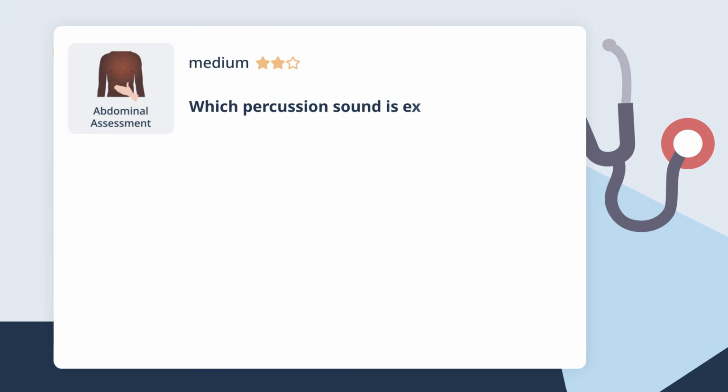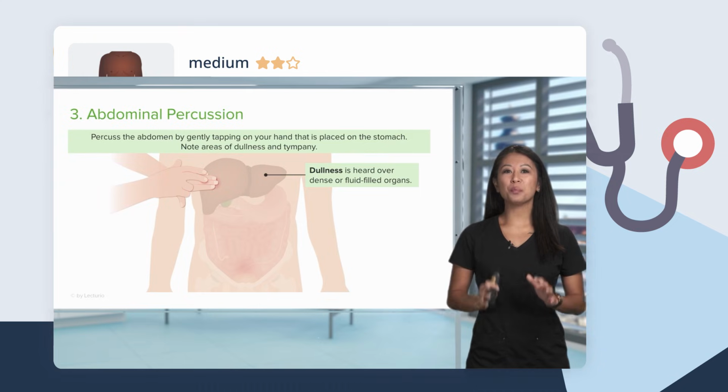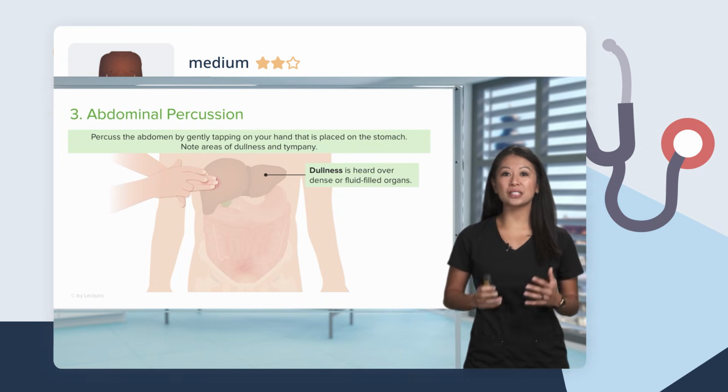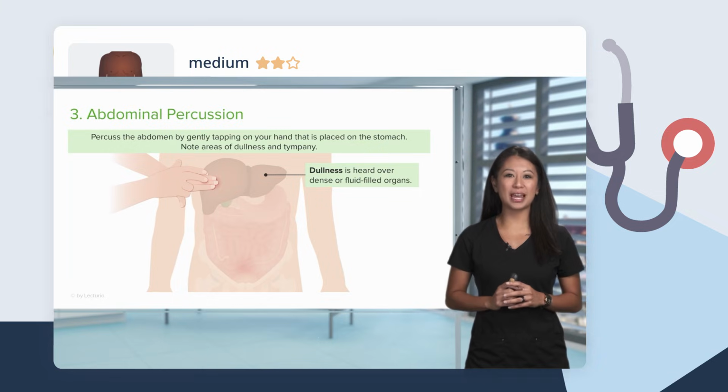Which percussion sound is expected over the right upper quadrant due to the liver? So we're going to percuss the abdomen by gently tapping with our hands over different areas of the stomach. Really, we're just noting areas of dullness and tympany. So we may expect to hear a little bit of dullness over about the right upper quadrant of the patient's abdomen, because of course, this is where our liver is located.